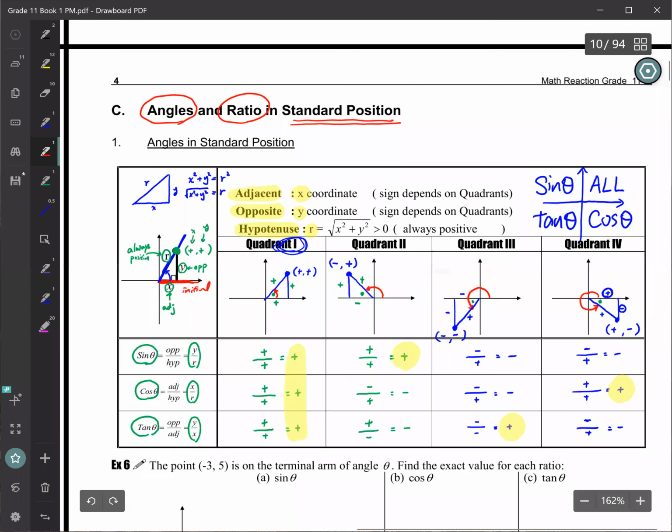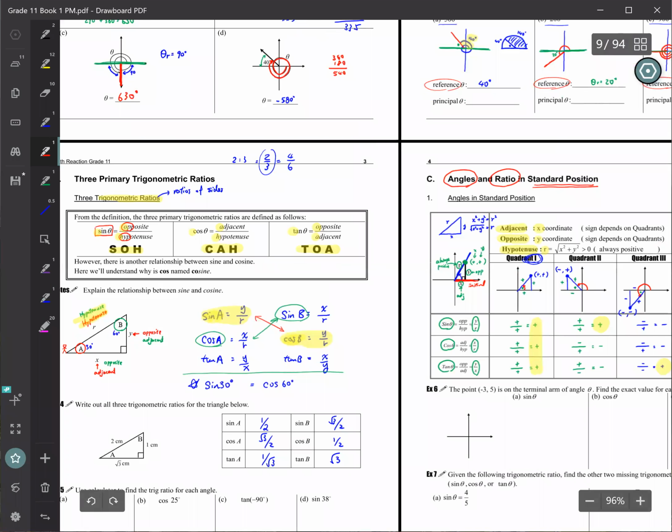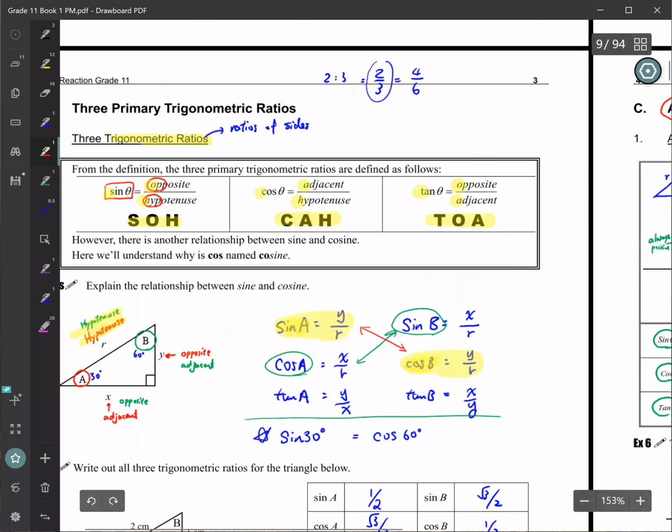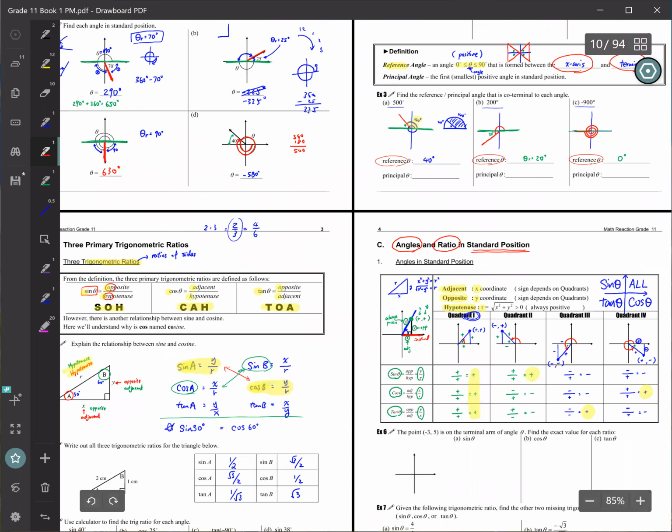Okay, so last time we talked about angles in standard position, right? So it can turn in two different directions. And then SOHCAHTOA tells us that each ratio is the ratio between two sides, right? So we have three combinations of the side ratios. They are called sine, cosine, and tangent, okay? And then we will put the ratios and angles in standard position.